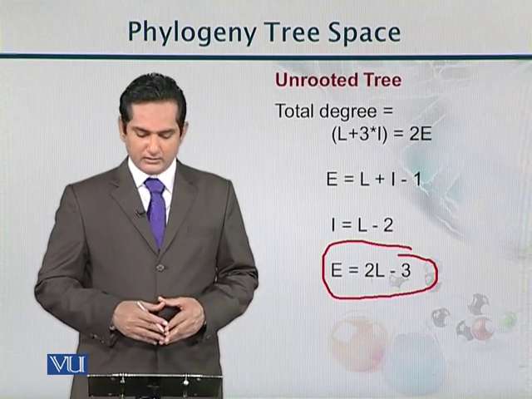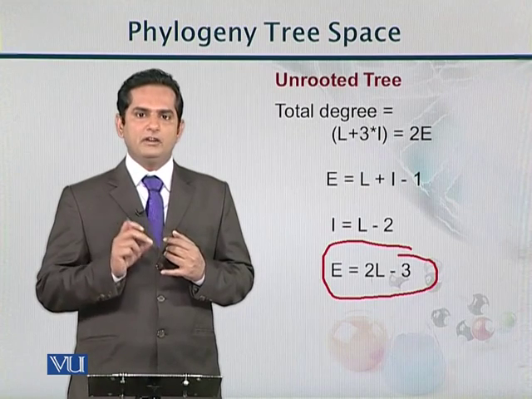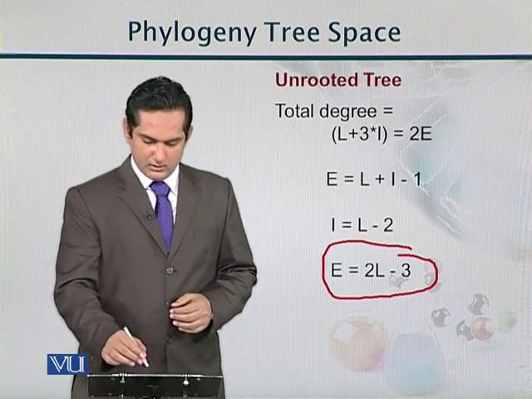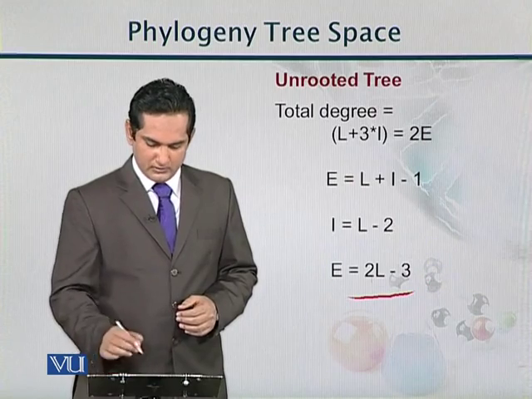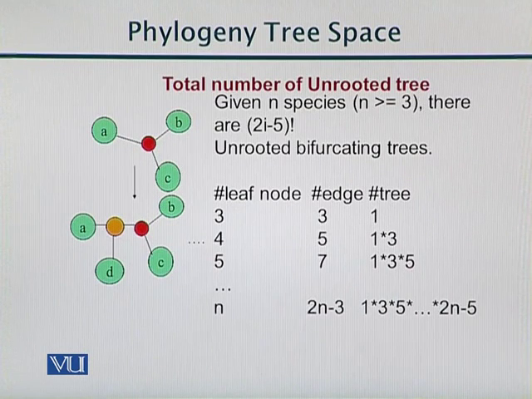So from here, what we get is that the edge number is double the number of leaf nodes minus 3. If I use this information in the remaining part, what happens? Consider the total number of unrooted trees. If we have n species, where n is greater than or equal to 3, because again we are working on evolutionary relationships by multiple sequence alignment, the number should be more than 2. That's why we have put n greater than or equal to 3 here, and we say that there are (2n minus 5) factorial unrooted trees.